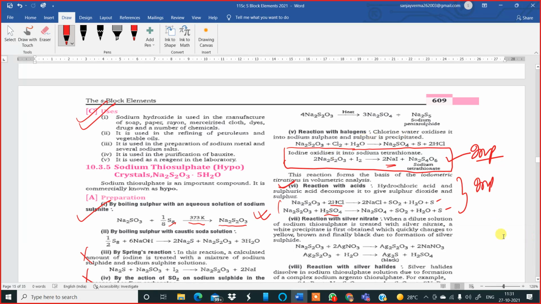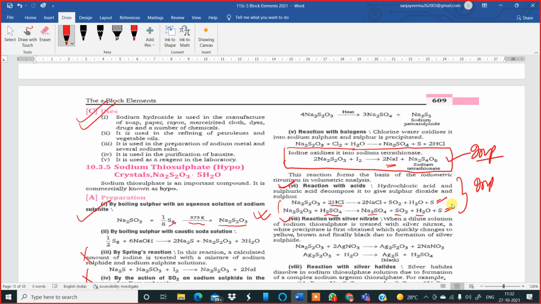And this first reaction was there in the class 10 textbook also. It is not in the syllabus, but it is there in the textbook, where when you react sodium thiosulfate, a colorless solution, with hydrochloric acid, the solution turns turbid due to the formation of sulfur particles. Similarly, if you react with dilute sulfuric acid, again the solution will turn turbid due to the formation of sulfur particles, and the other products are salt, sulfur dioxide gas, and water. Okay, so this reaction is required.